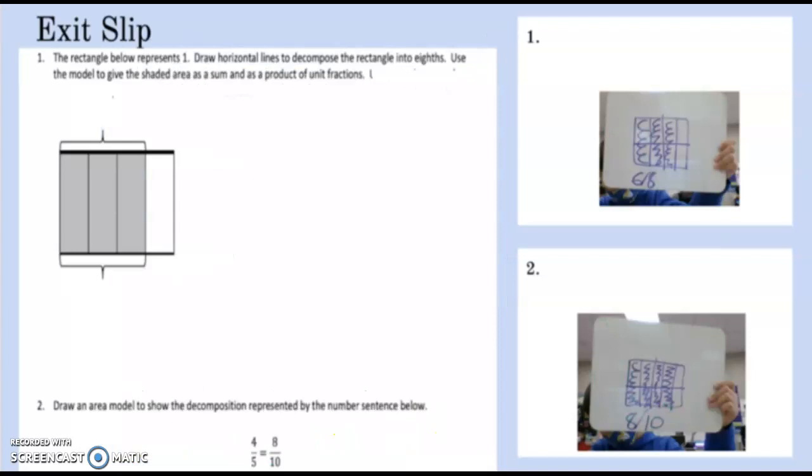This was another student's exit slip. You'll see that they have the same answers, however, they did not showcase it through a sum of unit fractions or through any number sentence. This was a challenge for my students, so I did give them the option. I told them that I wanted them to challenge themselves. However, some of them chose not to do it because it was too challenging.